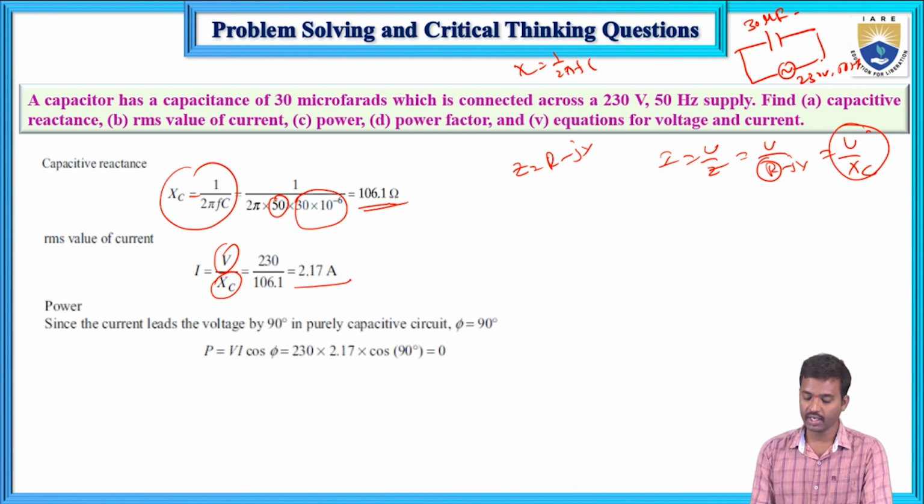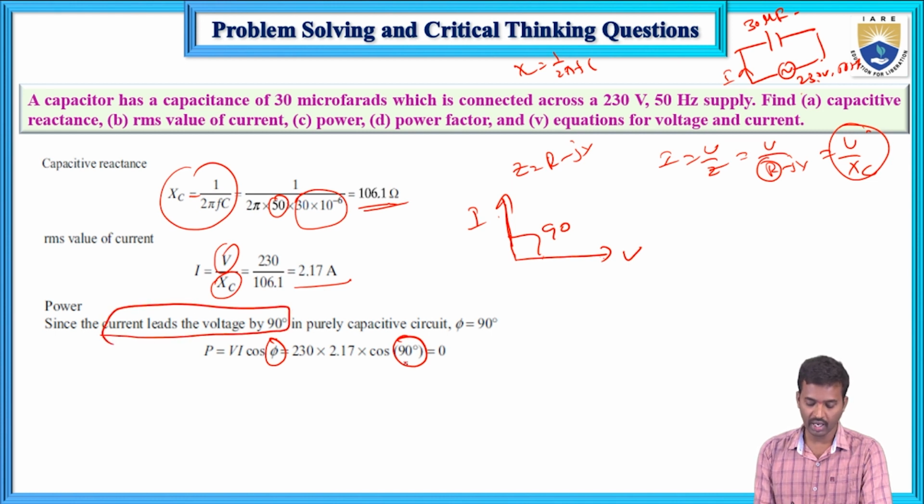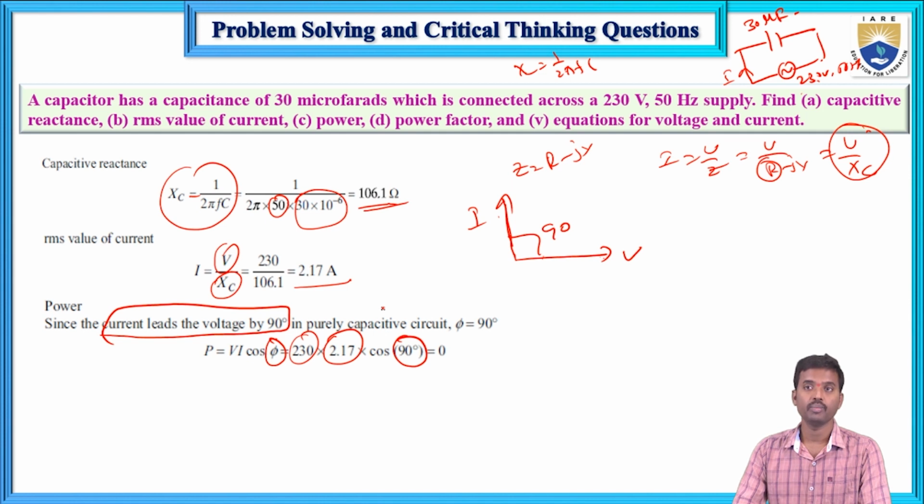Power factor. Power factor also depends on this angle between voltage and current, which is 90 degrees. Current leads voltage by 90 degrees in the case of a pure capacitor connected across the 230 volt AC supply. In the inductive case, current lags voltage by 90 degrees. In this case, current leads voltage by 90 degrees, and the angle between the two is 90. So cos 90 is zero, and the power consumed in the circuit is zero. Whatever the voltage and current, the power factor is zero, which means the entire power is zero. So the power factor is also zero.